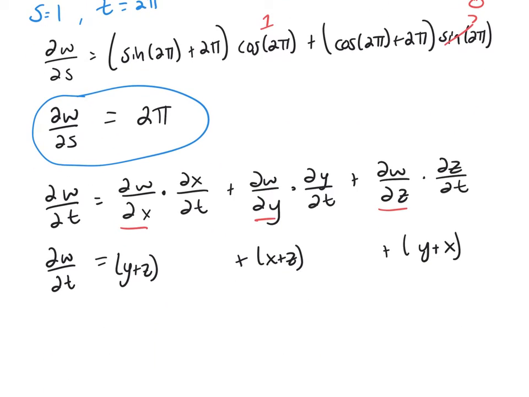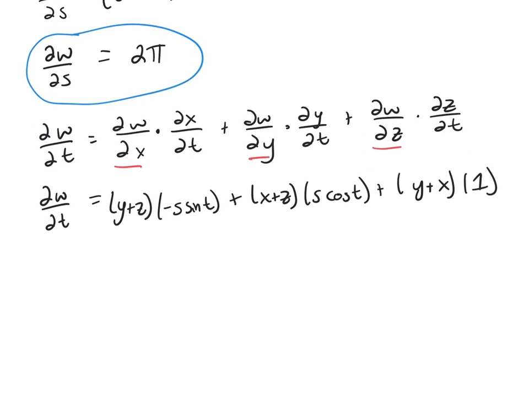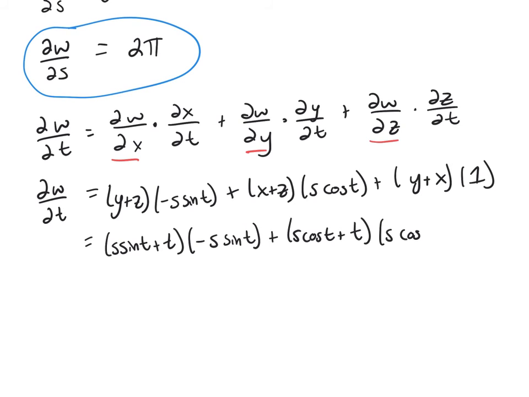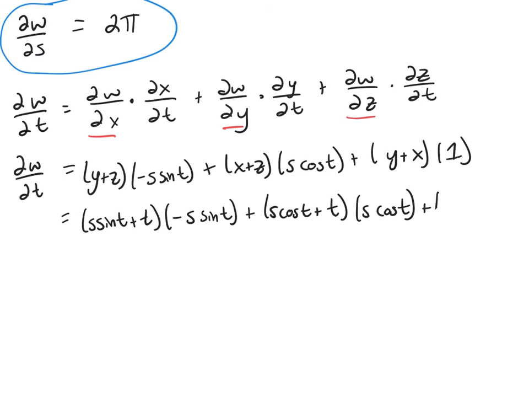So here, you should be getting minus s sine t. You'll get s cosine t. And here the derivative of t is just 1. So again, you're going to plug in. For y, it was s sine t. Z was t. X was s cosine t. So we get s sine t plus t, times minus s sine t, plus s cosine t plus t, times s cosine t, and then plus y plus x, which will be s sine t plus s cosine t.